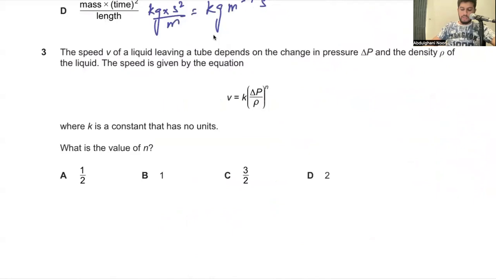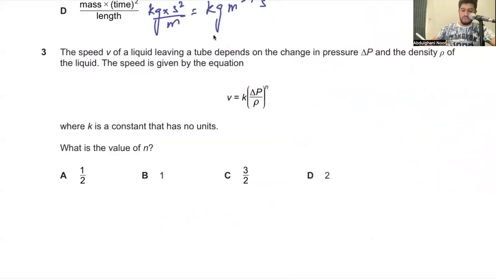Let's talk about question 3. Question 3 says, the speed v of a liquid leaving the tube depends on the change in pressure delta P and the density rho of the liquid. The speed is given by the equation v equals k times delta P upon rho, raised to the power n, where k is a constant that has no units. What is the value of n?